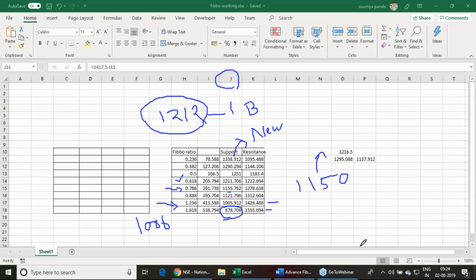However, if we enter this reversal zone, we can keep a stop loss of 1006, and we can expect the targets to be 1339 as our initial target. And if this initial target is penetrated, then we may expect new highs to be recorded, which are 1428 and 1556. So this method is for investment.